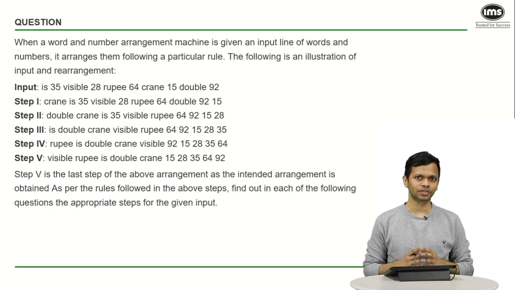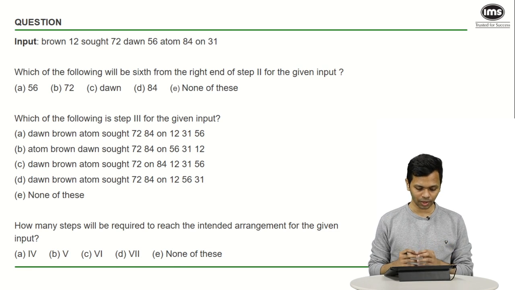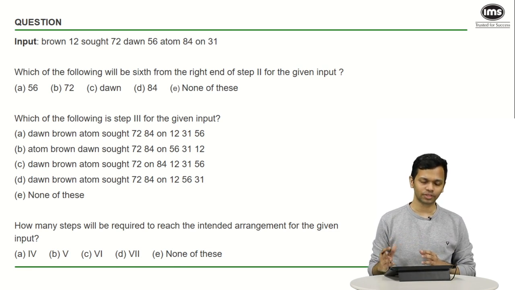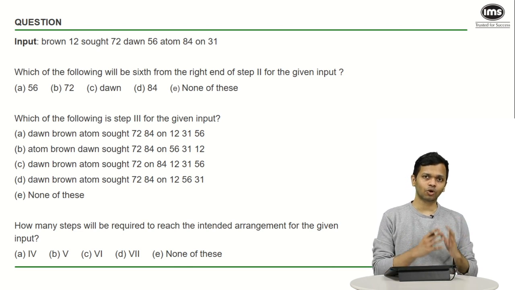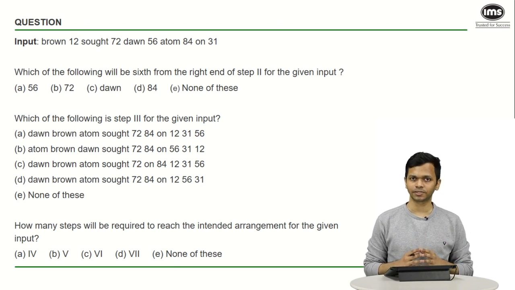So let me show you the question now. This is the question that you have. The input is Brown 12, Sawant 72, Dawn 56, Atom 84 on 31. Now using the logic that you saw previously, you have to work out what the intermediate steps will be and then answer these 3 questions. As I said, 3 minutes should be sufficient to answer these questions, and 2 minutes is what you need to take to work out the initial sequence.